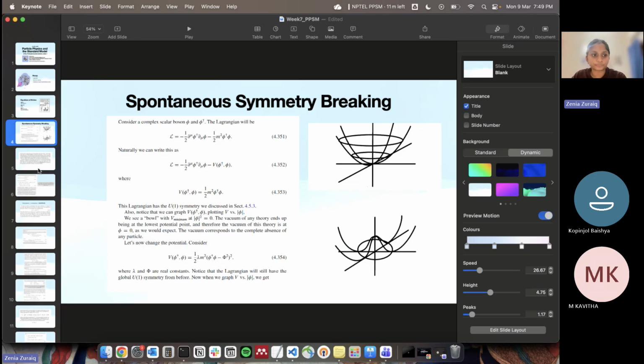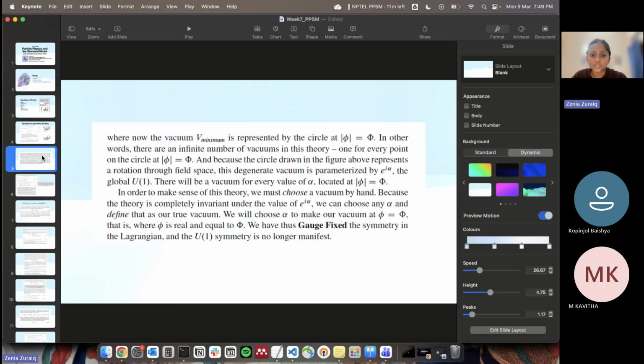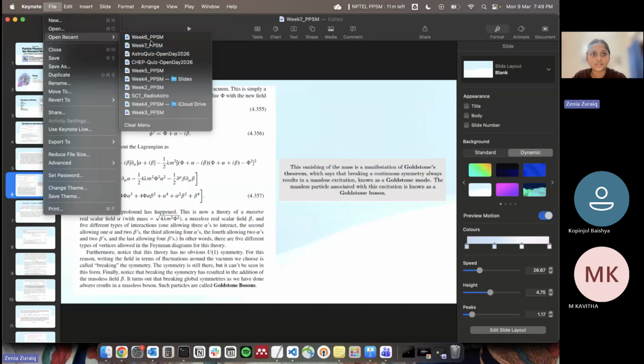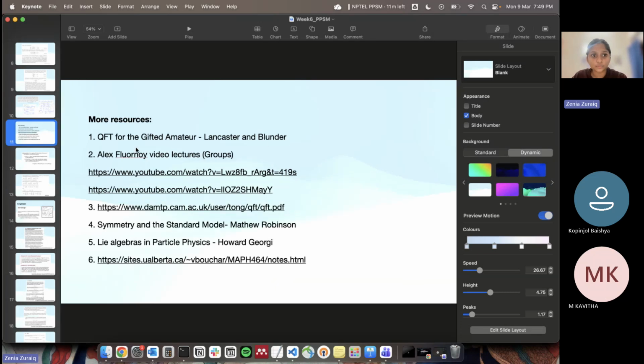Again, for today's lecture, I didn't put in my resources, but let me just open last week's slides. Today's lecture I've used QFT for the Gifted Amateur, and Symmetry and the Standard Model. I've used these two textbooks. Apart from that, in last week's lectures I had linked more lectures for group theory, for QFT, and for Lie algebra. You can go and check them out.